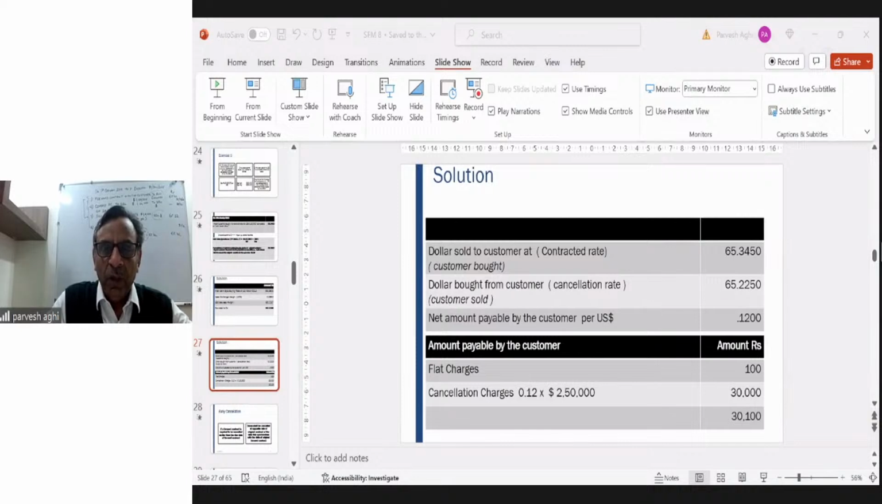Okay, clear. Prashant sir, in the previous question, in order to cancel the contract with the customer, why have we used the interbank rate? It should have been the merchant rate.